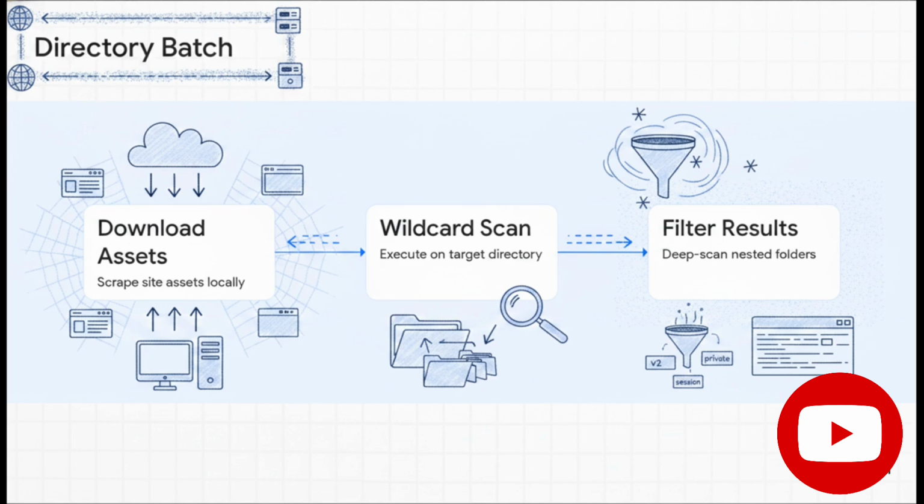From there, you run Link Finder using a wildcard character to target that entire folder and use recursive lookups to deep scan any secondary nested folders. Doing this locally lets professionals use offline command filters to rapidly isolate high-value strings. We're talking paths containing words like v2, private, or session out of thousands of results.